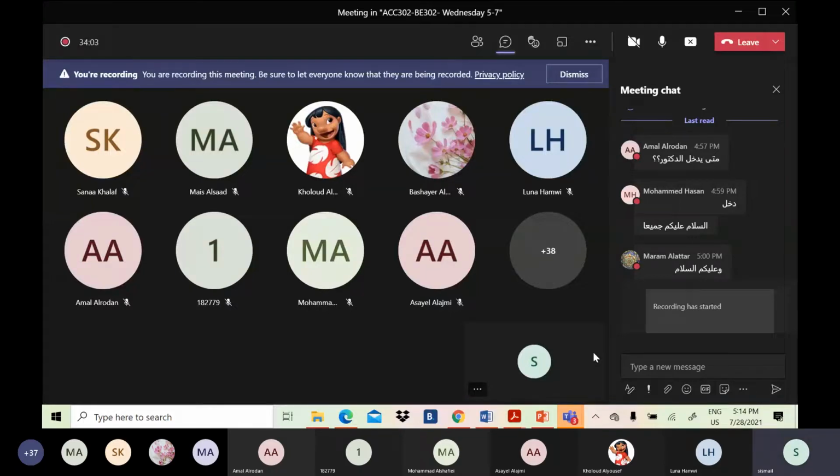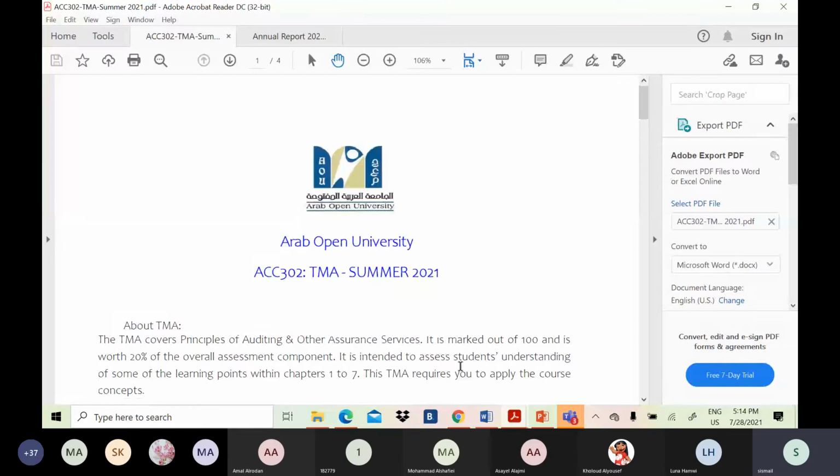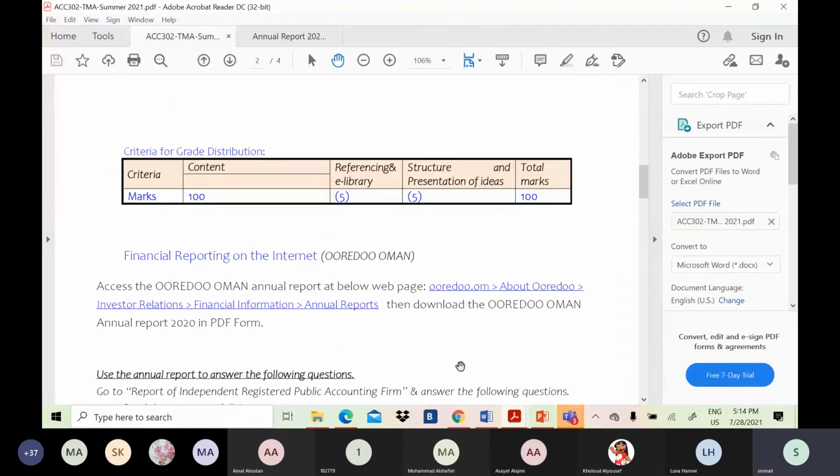Okay, let's go to the TMA. Let's read a question together. Follow me. Can you see here, for example, if you didn't write a good reference I'm going to deduct 5 marks. If you present your TMA with a very bad structure, I can also deduct another 5 marks. So please try to organize your TMA. Try to write a reference.